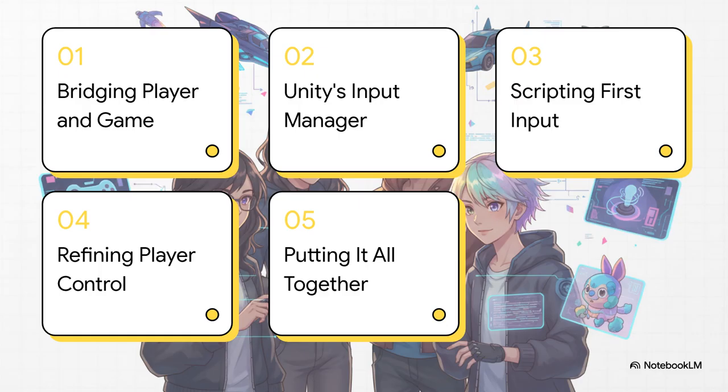First up, we'll get our heads around the basic idea of bridging the player and the game. Then, we'll poke around in Unity's built-in input manager to see how it works. After that, we're writing code, our very first lines to actually read what the player is doing. From there, it's all about refinement, getting the speed and the feel just right. And finally, we'll put all those pieces together for a super responsive, fun-to-control object.